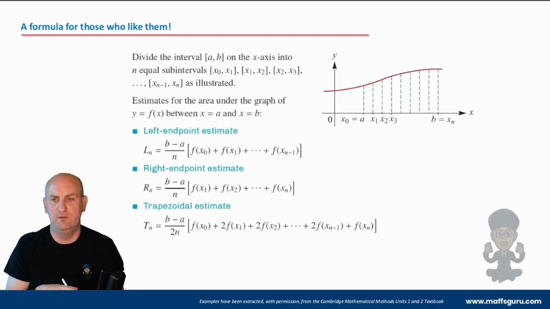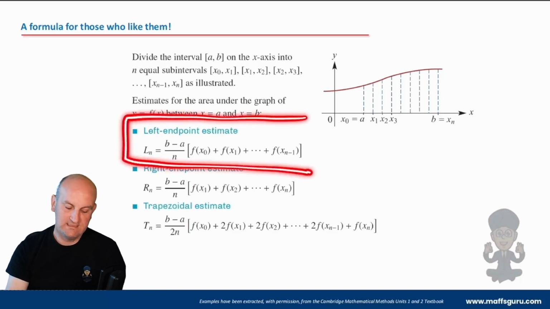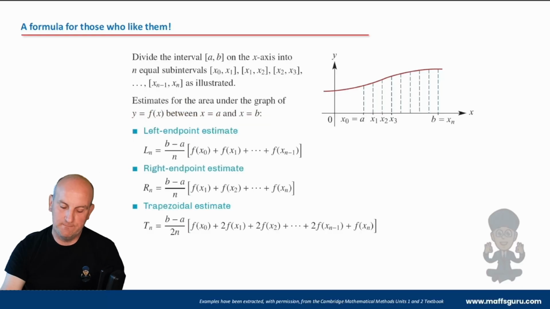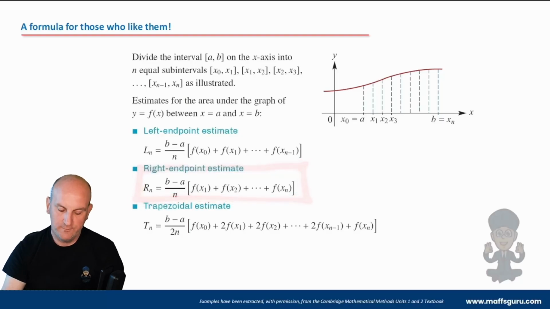There is a formula for those of you who like them. I hate formulas at the best of times. I'd much prefer to sort of work things out using the theory I just did before. But if you wanted to use a shortcut for the left endpoint estimate, basically it's given by b minus a. Now, in this situation, b is your end value of x, a is your start value of x, n is the number of divisions you've got, and there you basically have f of each of the individual a, x1, x2, x3. Right endpoint method is given by here, and trapezium is given by here. Again, I'm not sure that I necessarily want to learn a number of formulas, but this is really what I've just been talking about a moment ago.